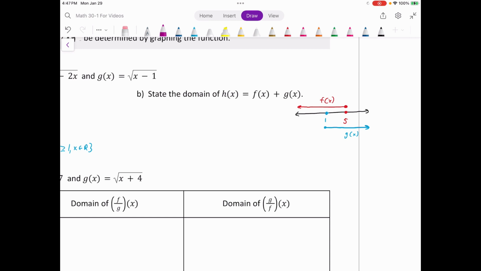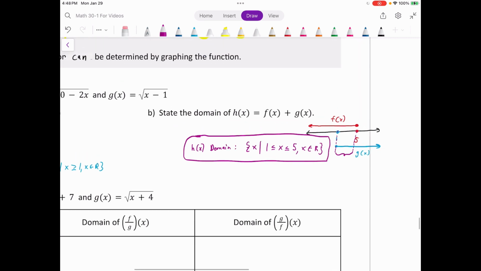So you can see the overlap. The overlap is right here. That's what falls into both of their domains: the numbers between 1 and 5. That's the domain common to both f of x and g of x. So what's our domain for h of x? The set of all x's such that it's between 1 and 5. So we could say that as 1 must be less than or equal to x, which must be less than or equal to 5. And as long as it's between those two numbers, it can be any real number. So there we go. That's our domain.